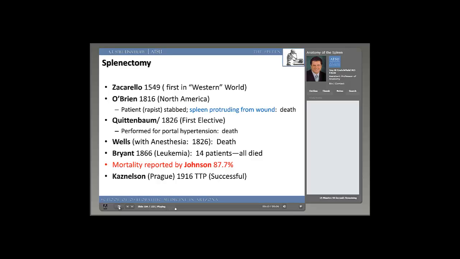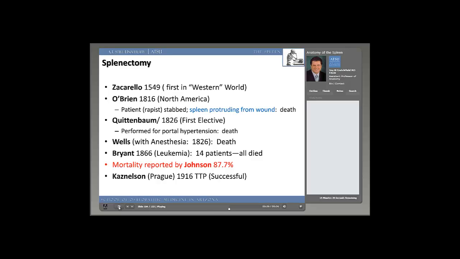The second patient, from the surgeon O'Brien, performed a splenectomy on a patient who had raped a woman. The spleen was seen protruding from the wound. In typical poetic justice style, the patient died. Notice that in 1826, when anesthesia was used, the patient still died.